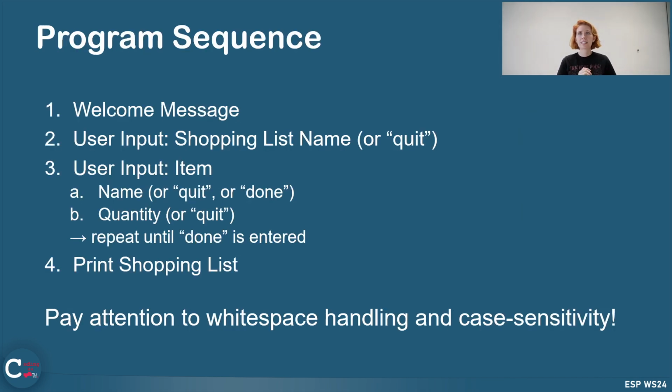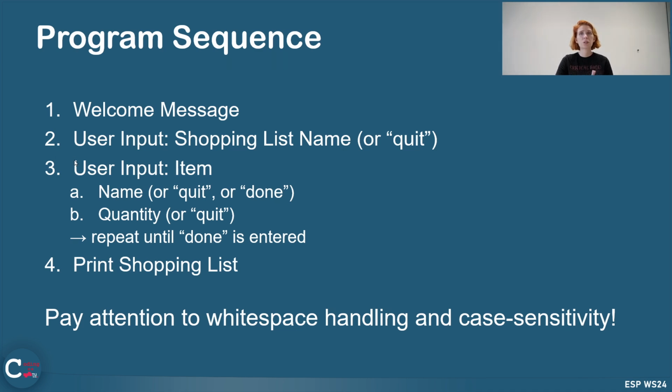So let's give a quick look at what the program does in order. First of all, there's a welcome message. Then the user can put in a shopping list name. Also, it says here or quit. Quit should be able to be put in whenever the program waits for user input. And so here you can see for the name, you can also put quit, and then the program should terminate without moving on to step 3.